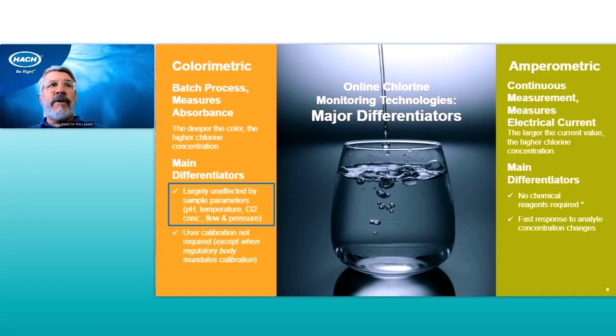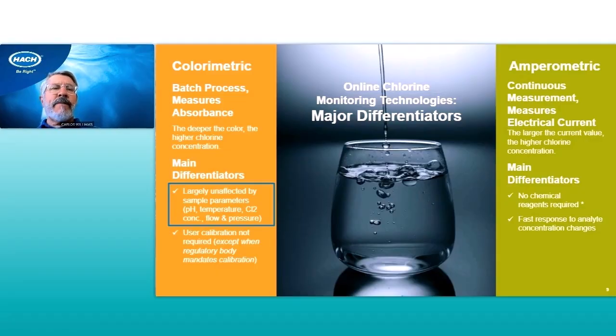If they don't, you just need to be sure that you have a flow meter somewhere where you can look and see if the flow is correct. Temperature, it's unaffected. Chlorine concentration, it won't do anything. If you go over the range of the analyzer, it'll just peg out at the high range, and you can set alarms for that. And flow and pressure, largely unaffected as well.